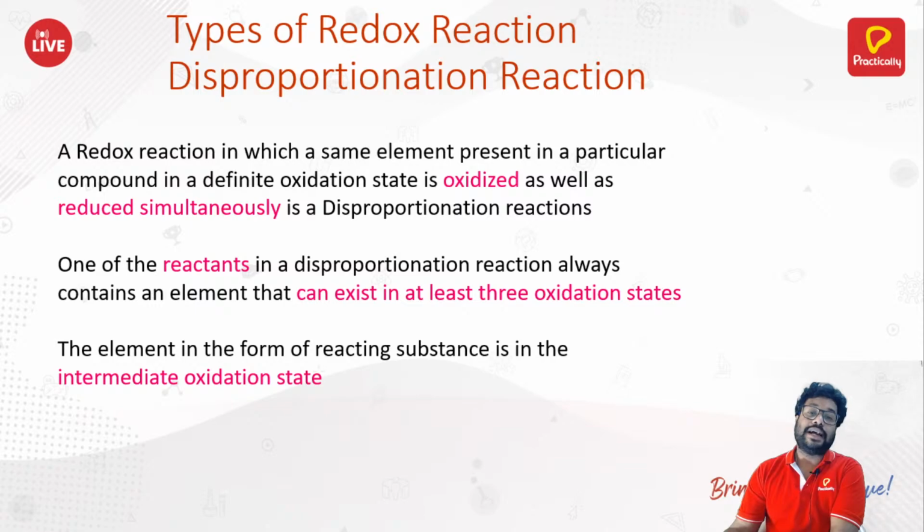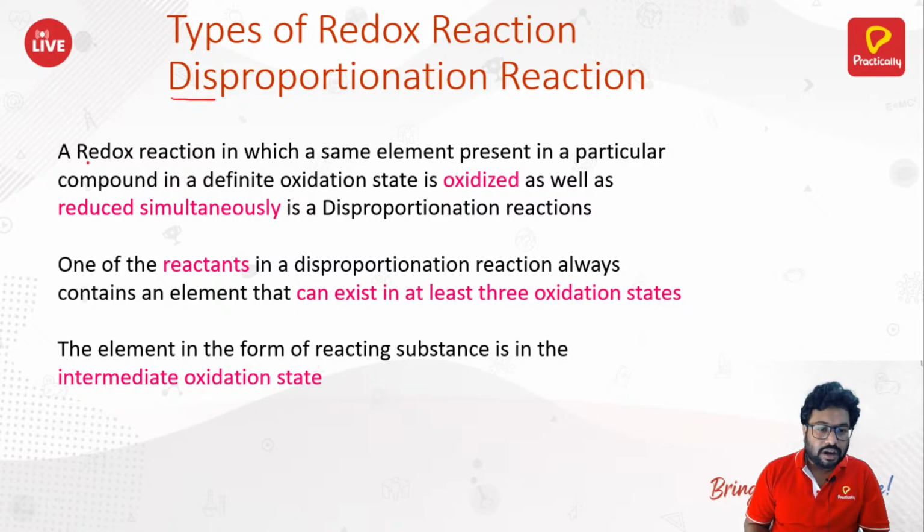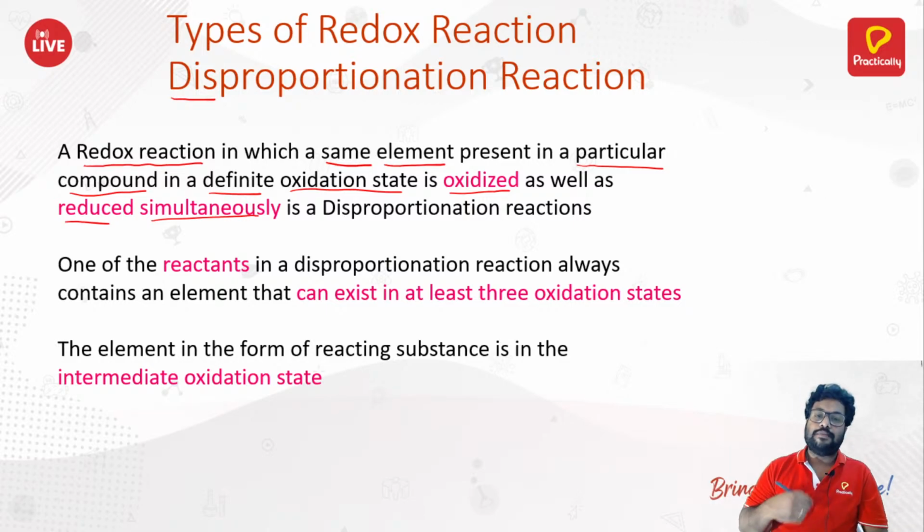Okay. So what is a disproportionation reaction? See, a disproportionation reaction is a reaction where the same element gets oxidized as well as reduced simultaneously. You can read the reaction here. It is a redox reaction in which the same element present in a particular compound, and that compound could be anything, present in a definite oxidation state, gets oxidized as well as reduced simultaneously. That kind of reaction is called disproportionation.